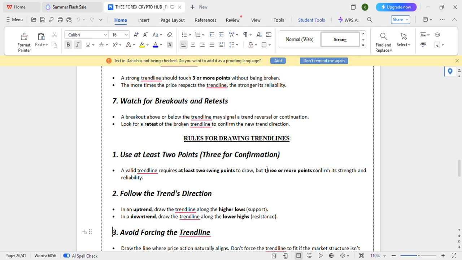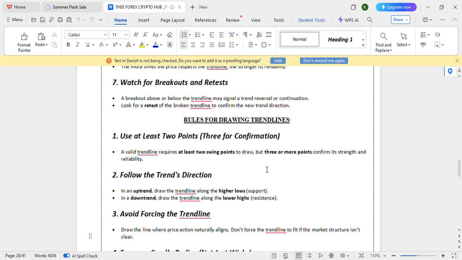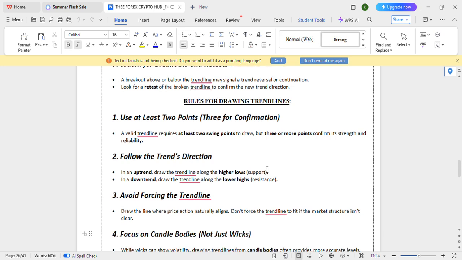Let's check on the few rules that we have. Rule number 1, use at least 2 points. For a valid trend line, you need at least 2 points. Number 2, follow the trend direction. That basically means that we should draw trend lines in a trending market. A trending market is a moving market that can either be an uptrend or downtrend. If the market is consolidating or inside a range, don't use trend lines.